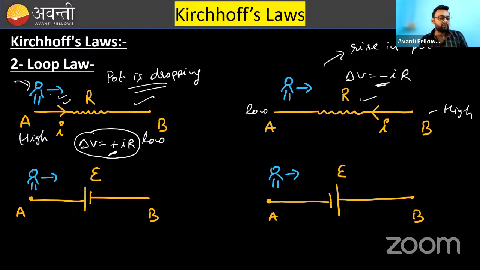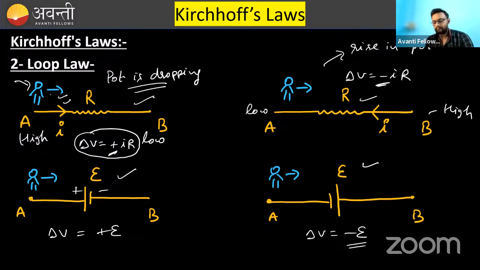Third thing, this is the case for a resistor. Now, what you can encounter while passing through a circuit is a cell. In that situation, whenever you enter the cell from the positive side, the potential difference will be positive E. Whenever you enter the cell from the negative side, the potential difference will be minus E.